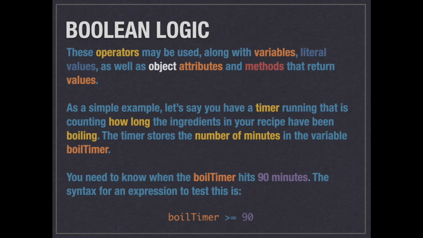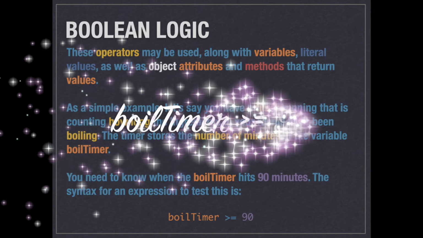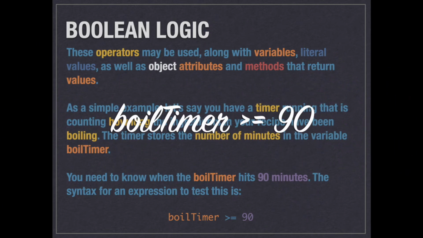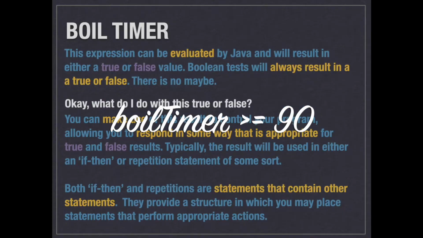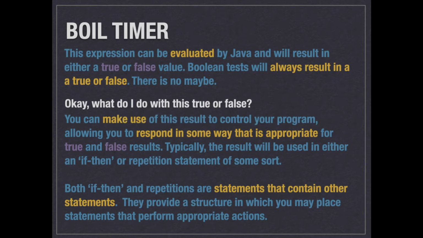So we could ask a question using Boolean logic to see if the boil timer, if that's counting in minutes, is greater than or equal to 90. That would be what's called a Boolean test or a Boolean condition. It would evaluate to a true or a false. Either the boil timer is greater than or equal to 90 or it's not. There's no fuzzy logic here. It either is or it isn't. The result is a true or a false, and then that will be used to drive what happens in the program.